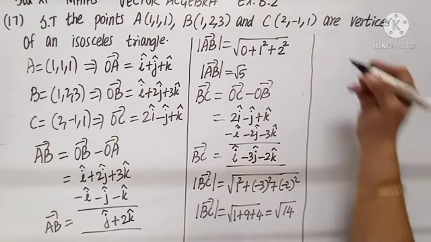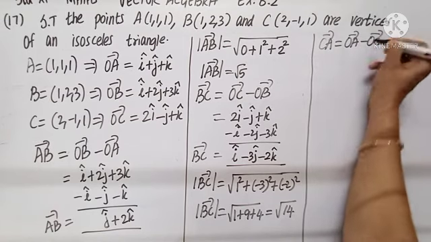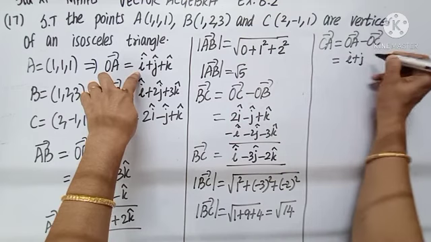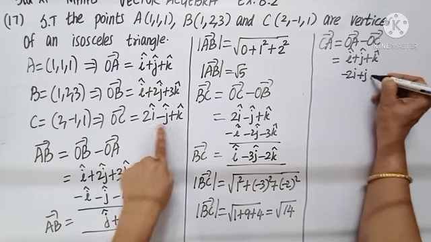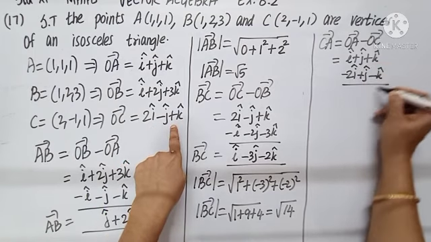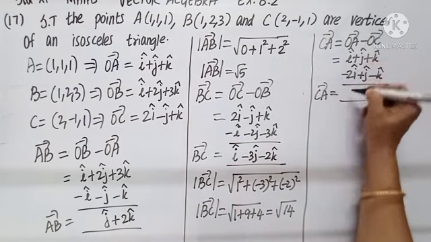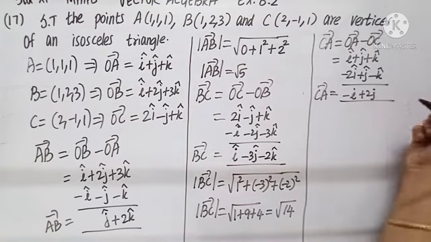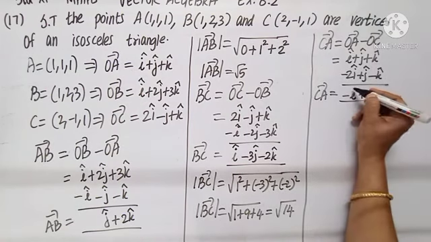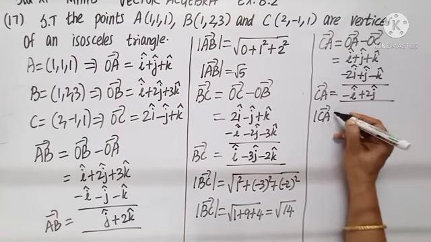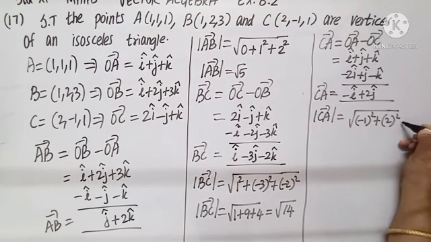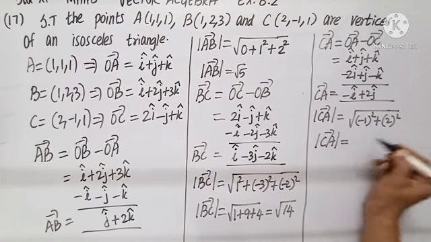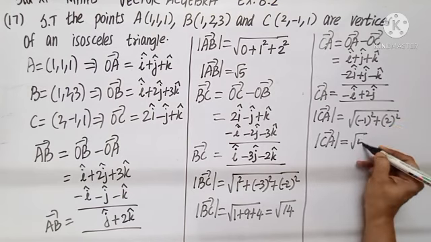So let us proceed to find the next side, that is the CA vector, which is OA minus OC. OA vector i plus j plus k minus the OC vector. Change the symbol: minus 2i plus j minus k. As we simplify, we get the CA vector is minus i plus 2j. k and minus k cancel. As I find out the modulus of the CA vector, we get the root of minus 1 square plus 2 square, or the modulus of CA is the square root of 4 plus 1, root 5.